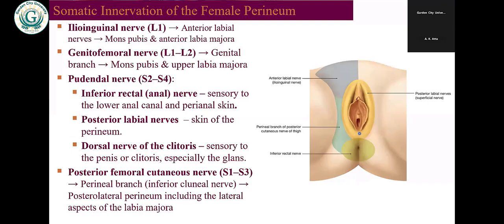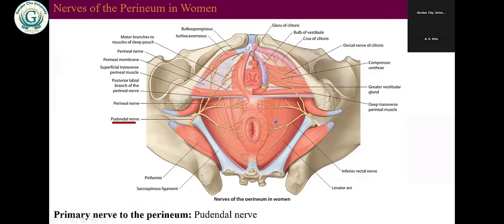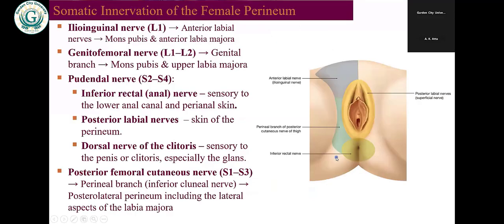So, in terms of the motor innervation of the pudendal nerve, I'll mention the external anal sphincter, the transverse perineal muscles, the bulbospongiosus, the ischiocavernosus, then the external urethral sphincter. So everything, the compressor urethrae, the urethrovaginal sphincter, they are all motor supply from the pudendal nerve.